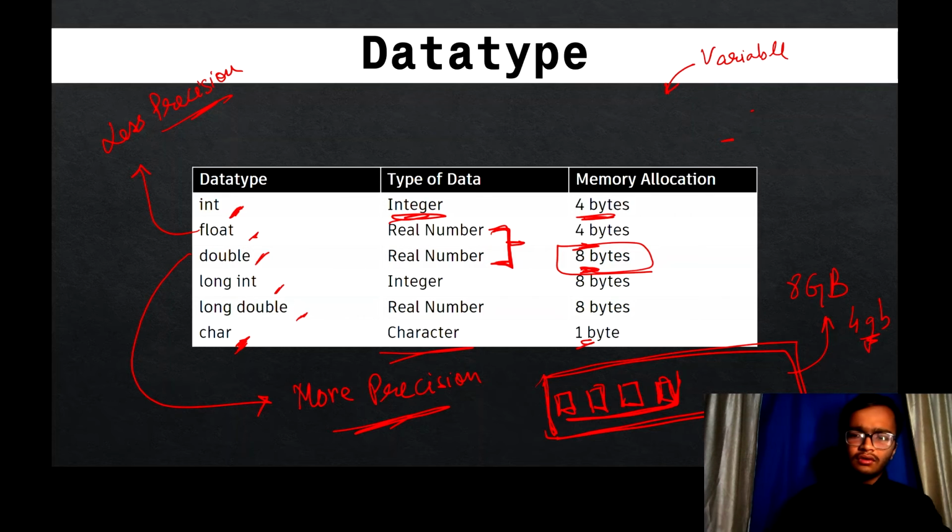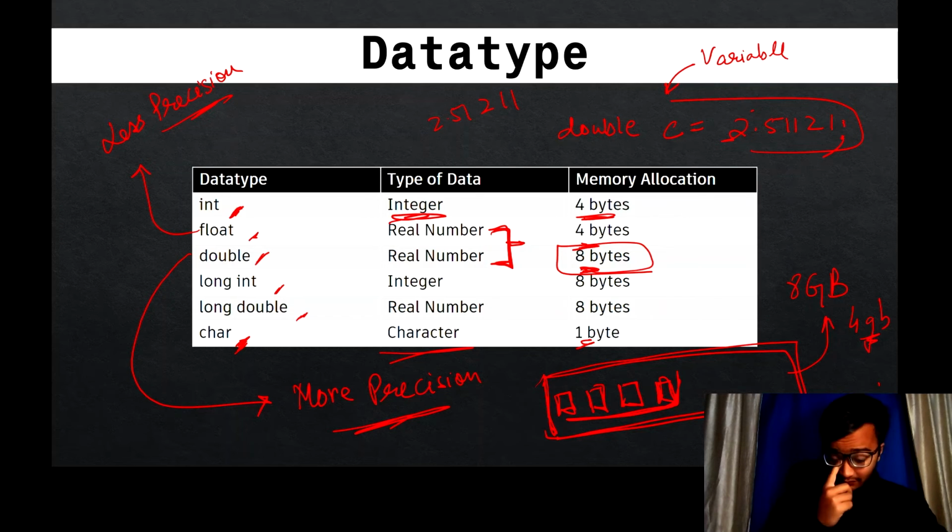Clear? Now if you want to declare another variable, say C, to hold a real number data type, say 2.51121, how will you declare it? You will write double C equal to 2.51121 like this. As simple as that, and in the end you will write a semicolon. That is the statement terminator. Clear about data types? I hope I have made myself clear.